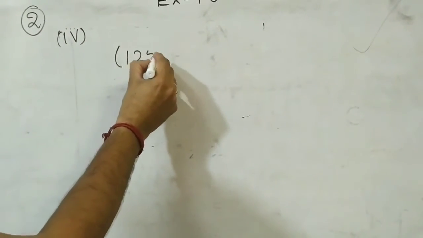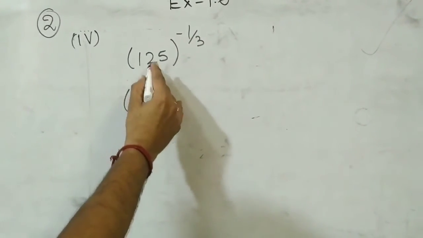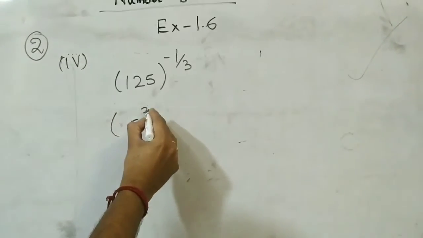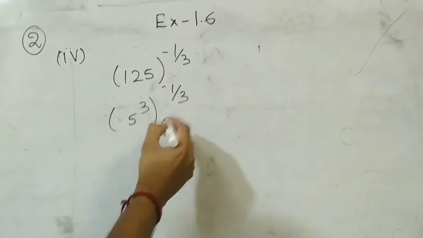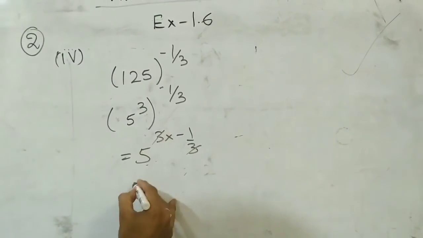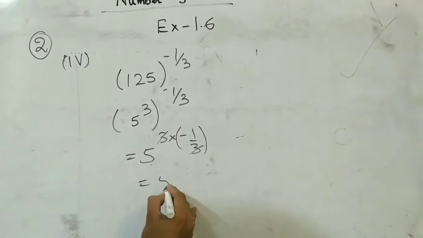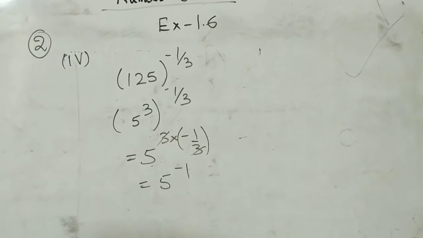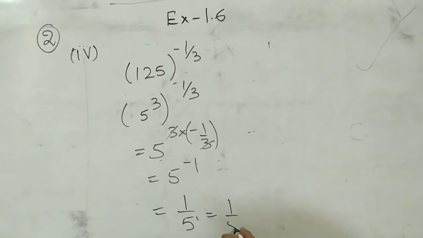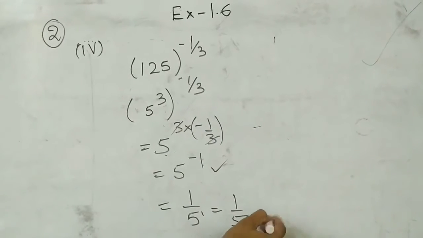So 125 to the power minus 1 by 3. We have already found the factors of 125, that is 5 to the power 3. So that will be 5 to the power 3 into minus 1 by 3. They are being multiplied with one another, so you can cancel numerator with denominator. You will get 5 to the power minus 1, or you can write 1 over 5 to the power 1, that is 1 oblique 5. Here it is also correct.